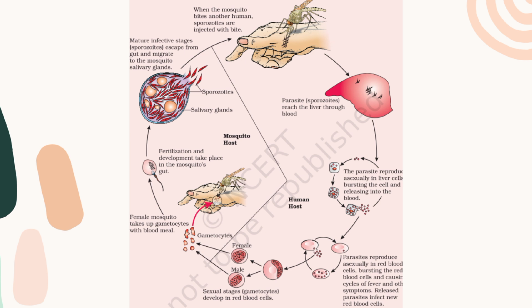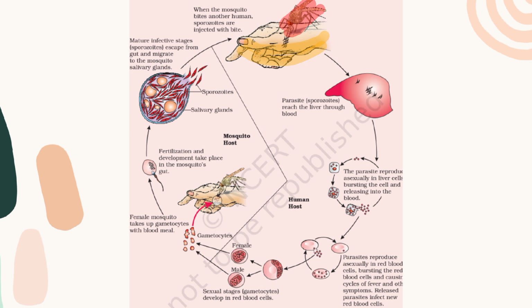In this diagram, we need to know which mosquito is infected and which one is not infected. If we understand that and follow that sequence, the entire concept is pretty easy. See here, this mosquito is an infected mosquito which has the parasite in it, and this human hand is that of a healthy human.